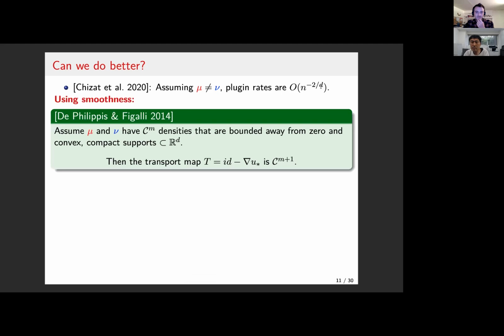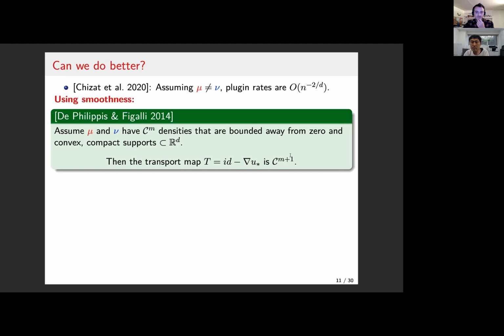But thankfully, there's hope. Because over the past few years in the fundamental mathematics community, there's work that has been done on the specific case where mu and nu are assumed to have C^m densities. So they have densities that are m times continuously differentiable and that are bounded away from 0, and have some assumptions on the supports. Then you can show that the transportation map, which is linked to the transportation plan, as I showed in the past few slides, is also very smooth.